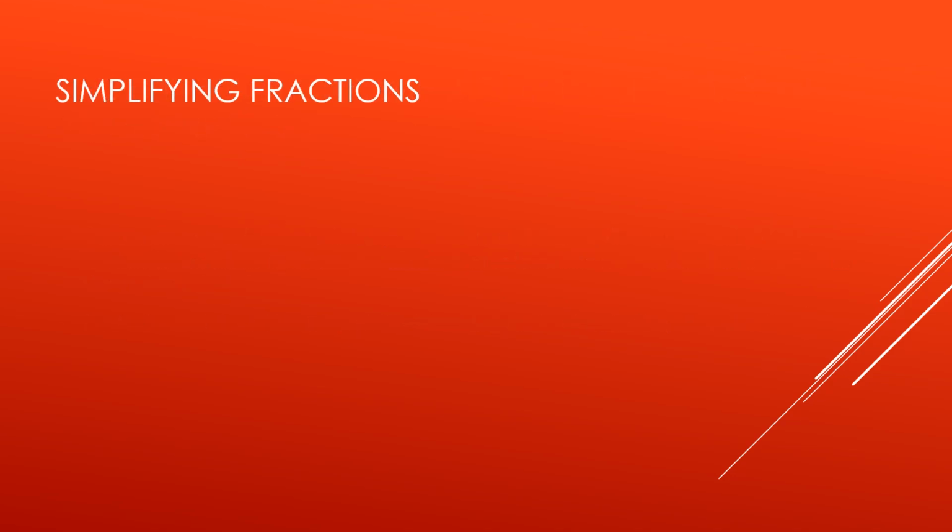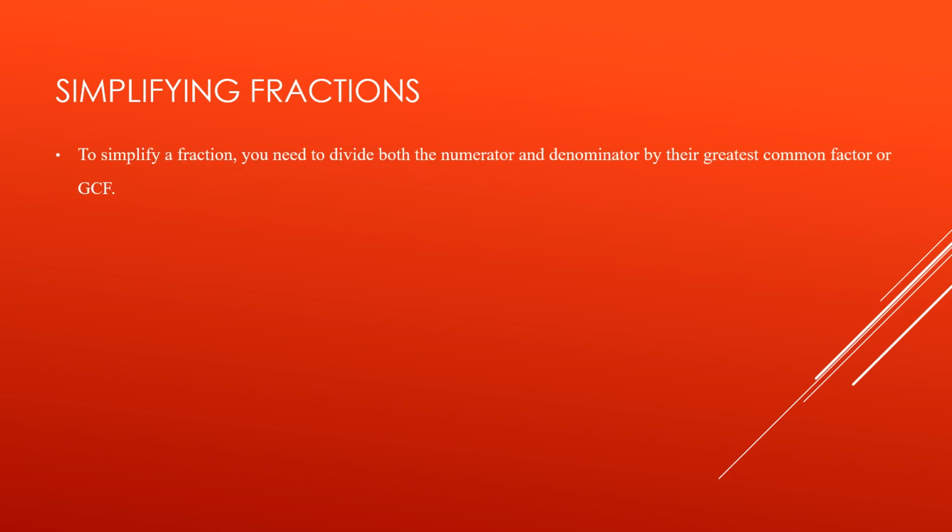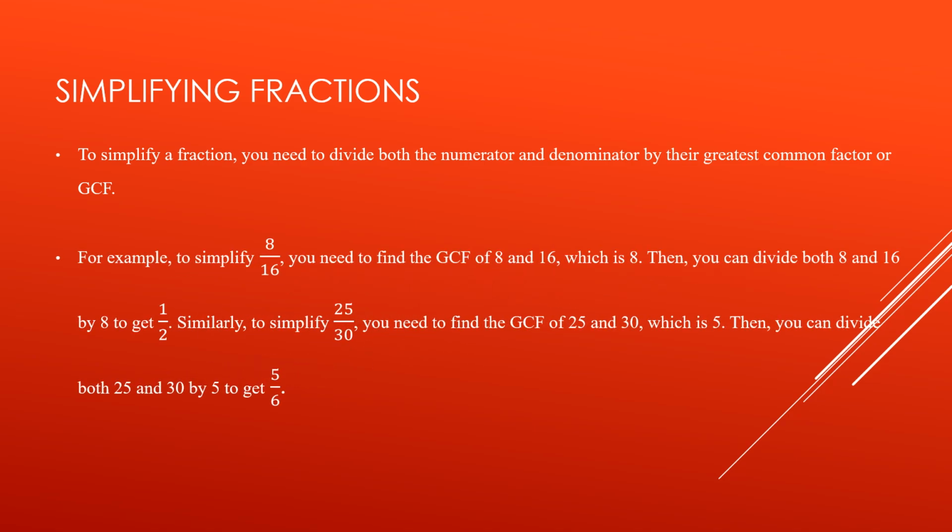Simplifying fractions is a very important tool to learn to make our work with them much simpler, obviously. To simplify a fraction, you need to divide both the numerator and denominator by their greatest common factor, or GCF. For example, to simplify 8/16, you need to find the GCF of 8 and 16, which is 8. Then, you can divide both 8 and 16 by 8 to get 1/2.